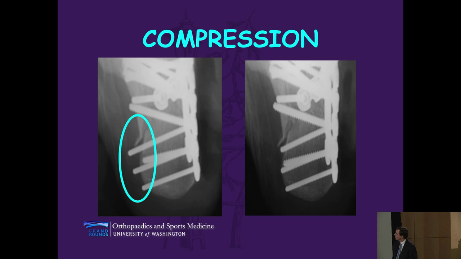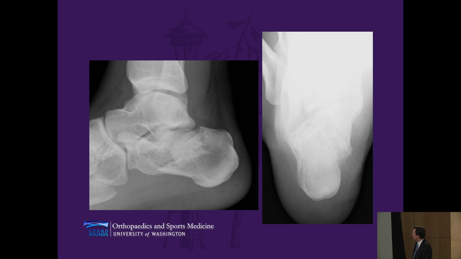Here's just an example of a couple of cases. Here's a joint depression injury. You can see the classic lateralization of the heel with slight varus, the translation that you see compared to where the medial wall is, and the articular surface depression.